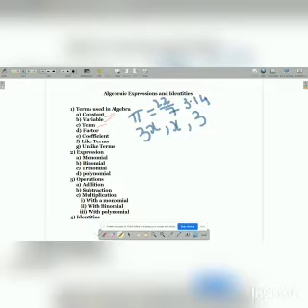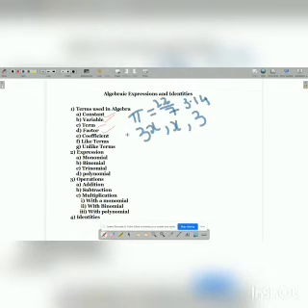The next one is a factor. All the terms can be written as a product. For example, if I say 3x, the meaning of this is 3 into x. So, when you write the term as a product, then those are called factors of that particular term.